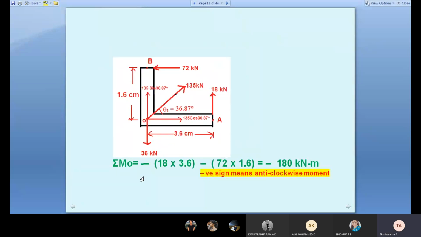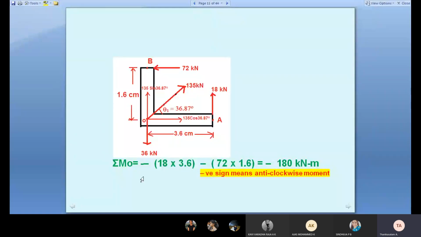Before taking the moment, you have to find out what are the forces giving moment and what are the forces not giving moment. What is the moment? Force into perpendicular distance with respect to the reference point. See, here O is the reference point. The O point has 136 acting vertically downward. It's acting at the point itself, so it does not give any moment effect. Moment means turning. It does not give any turning because O is the reference point, no.